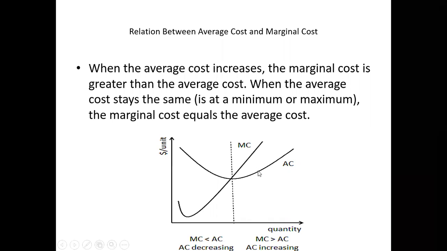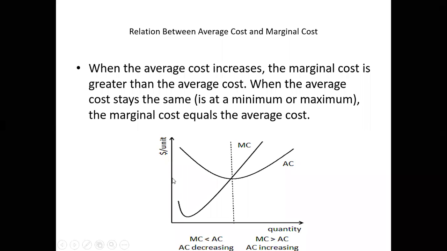What is your average cost? If you produce this amount of output, your average cost is this much. What is your marginal cost? Your marginal cost is this much, which is higher than your average cost. So if you see the relation between average cost and marginal cost, then what happens? When the average cost increases, marginal cost is greater than the average cost.